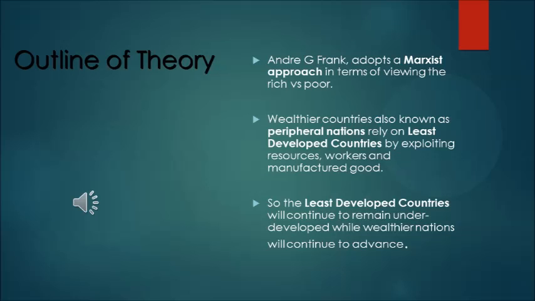Dependency theory stresses that periphery countries are exploited of their resources and manufactured goods and therefore continue to remain stagnant, whereas core countries are often industrialized and receive large portions of the world's wealth, whereas periphery countries are thought of as underdeveloped, so receive an unequal amount of the world's wealth.